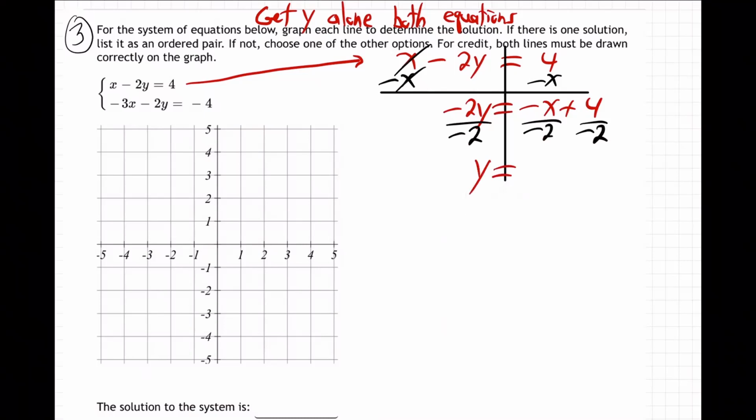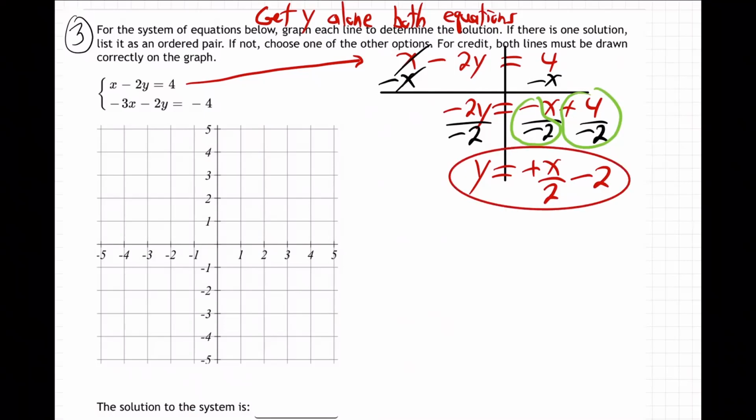Well, be a little bit careful here. Right here, we have 2 negatives, so it's going to be positive, isn't it? Positive x over 2. And then over here, we have positive over negative, that'll be negative. 4 divided by 2 is just 2, right? So it's going to be negative 2. So we got that one. I'll put a circle on that one. We got y alone in that one.